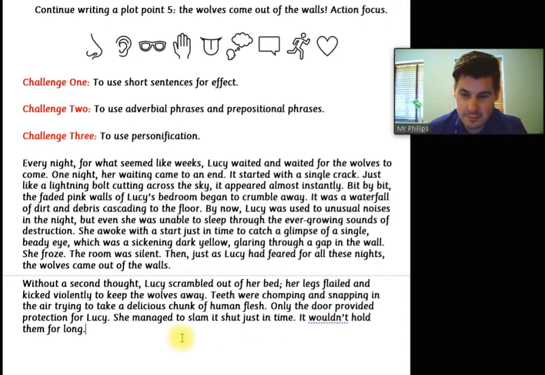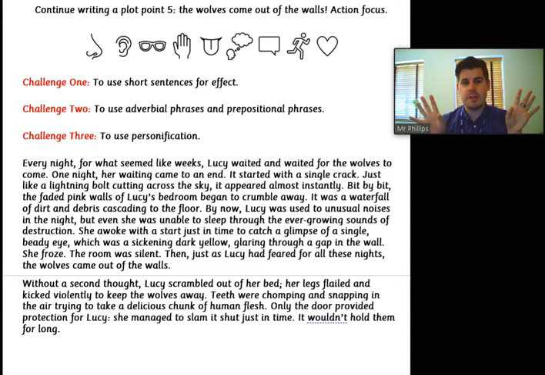Doesn't matter if you don't really get it, because it's not something you really need to know until year 5 or year 6. But a colon, that one, again, works in a similar way to a semicolon. Both sides of the colon need to make sense by themselves and should be able to be replaced with a full stop. So: only the door provided protection for Lucy. That makes sense. She managed to slam it shut just in time. That makes sense.